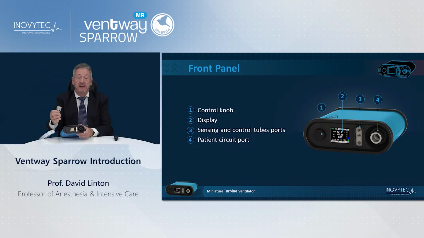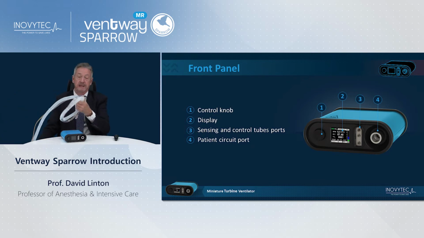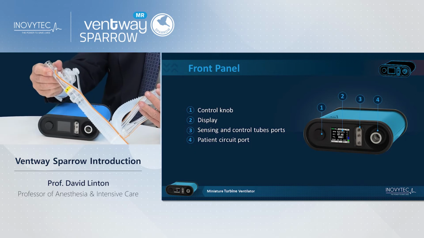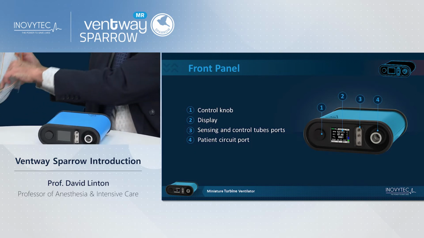Many ventilators have tubes and you have to identify where they're placed, and you can sometimes put them in the wrong place. It's impossible with this ventilator and this circuit to connect it incorrectly or place the tubes, that are the sensor tubes and the expiratory valve tubes, in the wrong place.